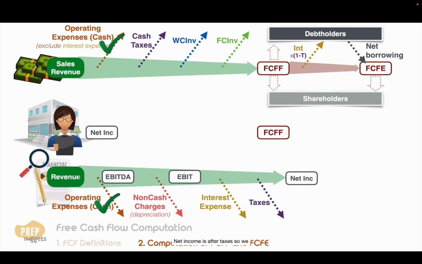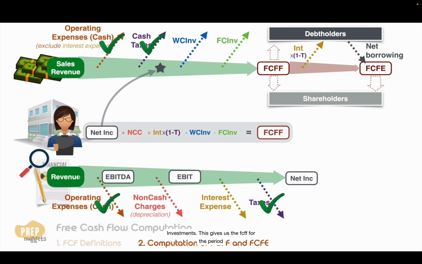Net income is after taxes, so we should start from here, such that we can cancel out taxes from our equation. We can see that net income is after non-cash charges, so we add them back to calculate cash flow. Likewise, interest expense should also be added back, as it is cash that is available to debt holders. As interest expense in most jurisdictions is tax deductible, the net cash interest paid is actually reduced at the marginal tax rate. Again, we subtract working capital investments and fixed capital investments. This gives us the FCFF for the period. If there is one formula that you want to remember without taking time to derive, it is this one, as it is the most frequently tested.